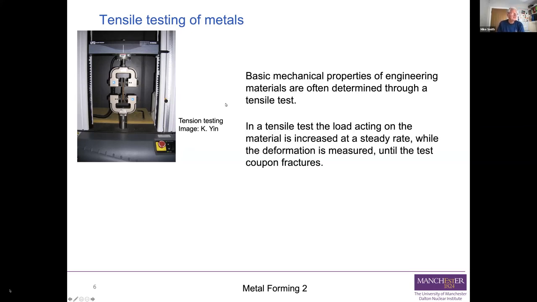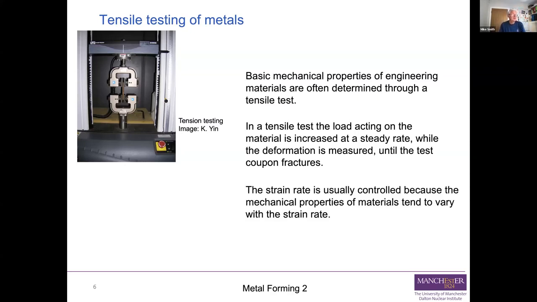In the tensile test, you increase the load at a steady rate while the deformation is measured until the test coupon fractures. And what you normally do is you control the strain rate. The testing standard will tell you what sort of strain rates you're using because the mechanical properties of materials do tend to vary with the strain rate. So at room temperature, in a steel, you're actually quite tolerant to strain rate in terms of what tensile test response you will get, unless you go up to very fast impact type strain rates, in which case you will see a different response.